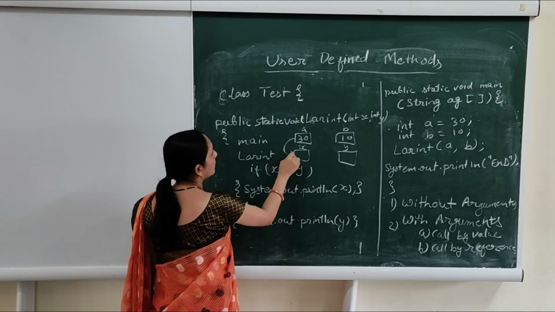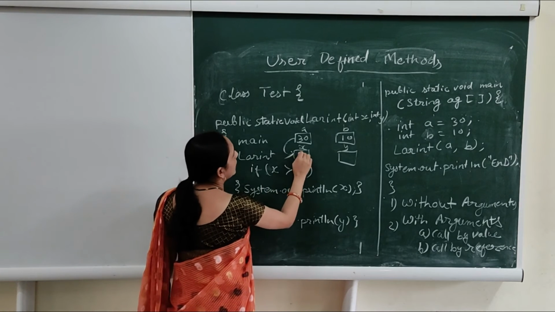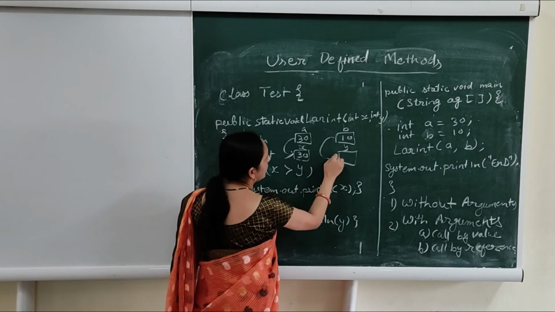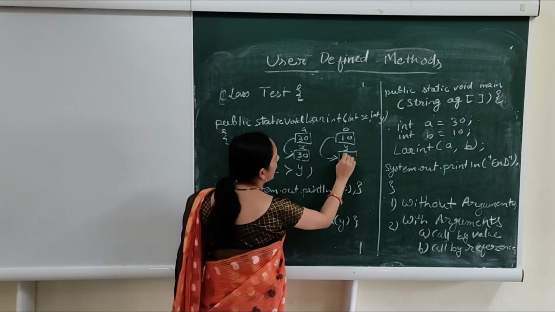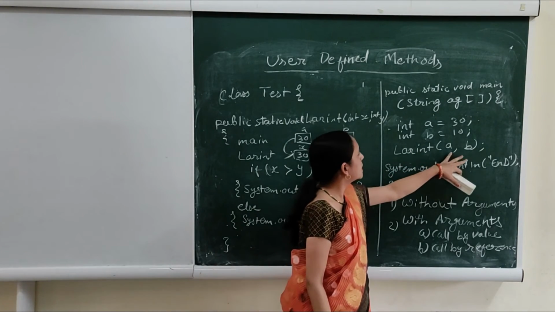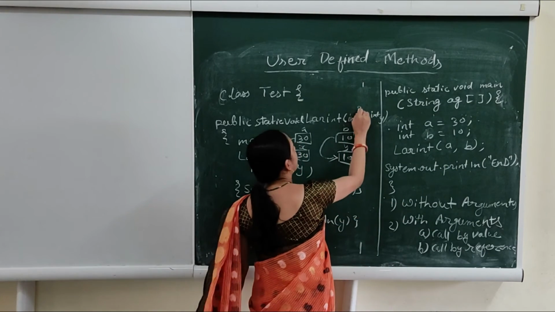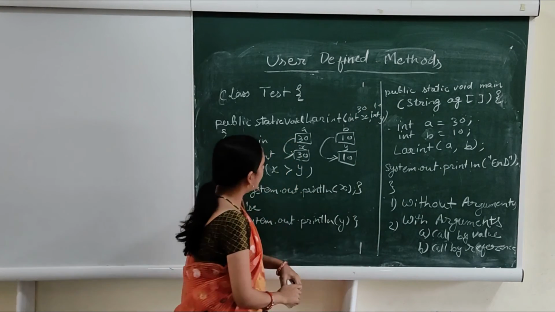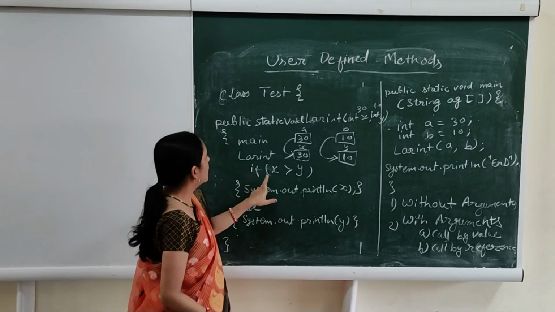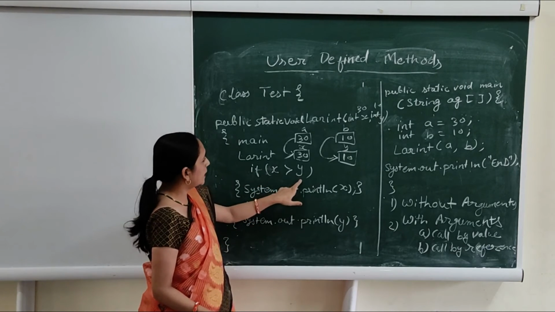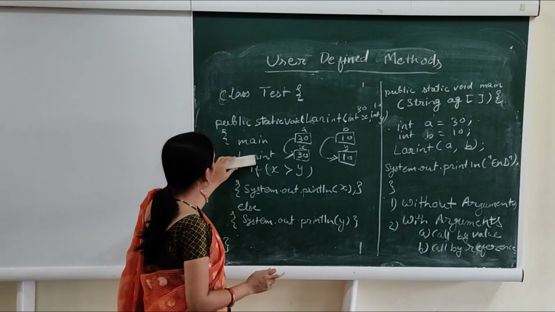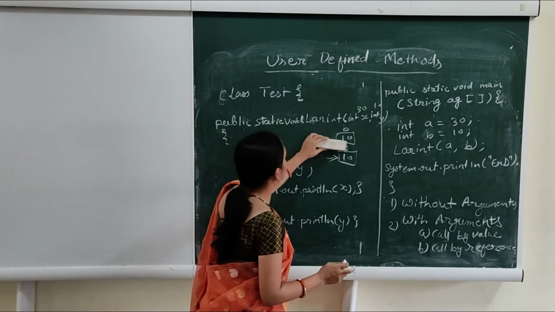So a variable's copy will go to the x variable and it will be 30. Then the b variable's copy will go to y, that is 10. So when you are calling the function, this 30 and 10 will be copied here, and then it is checked in this code. X, 30, is greater than 10, so it is true, so it will print 30. So this is the example of call by value.